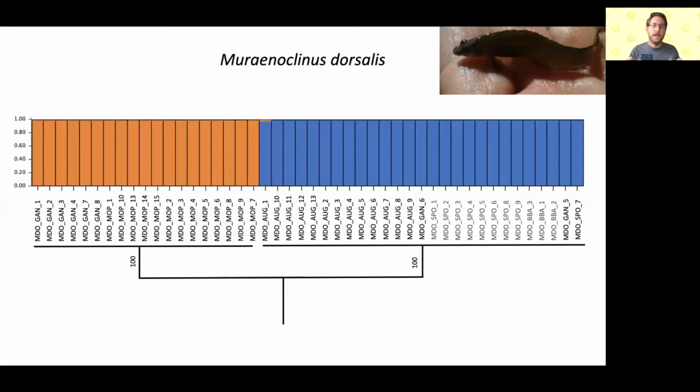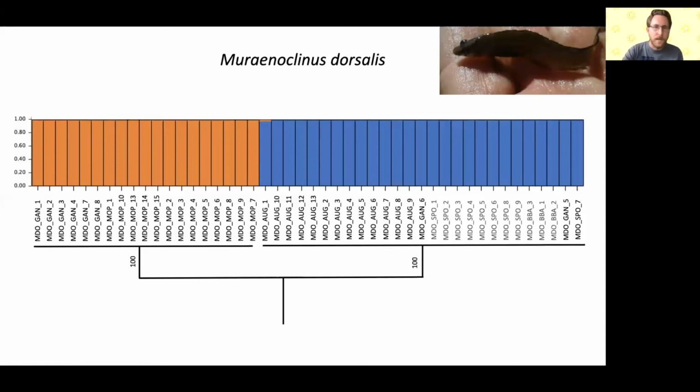I created this using nuclear DNA, so markers that were from the nucleus of the cell. The bottom portion is a phylogenetic tree that was put together using mitochondrial DNA. So here we were looking at organelles outside of the nucleus of the cell. And the names across the middle are the names of the individuals. They align, so each bar corresponds to an individual, which is part of that tree.